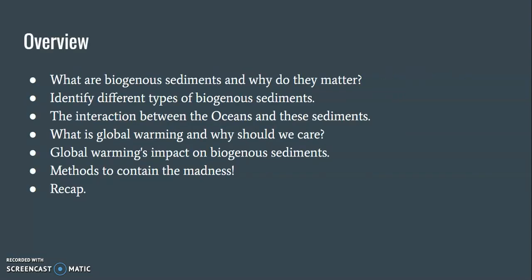So starting off, I'm going to give you an overview of the presentation and what we're going to be discussing. First off, we'll start with the question, what are biogenous sediments and why do they matter? Next, we'll go into identifying different types of biogenous sediments, and then we'll work on the interaction between the oceans and these sediments, followed by what is global warming and why should we care, global warming's impact on biogenous sediments, methods to contain the madness, and then a recap.